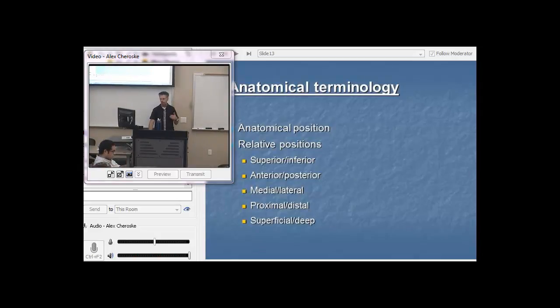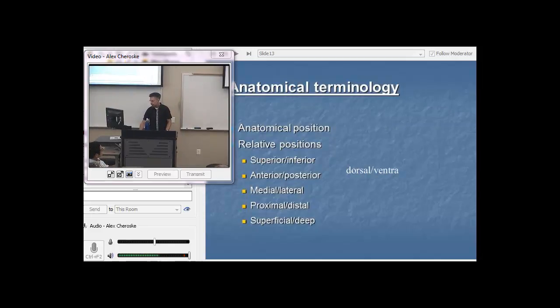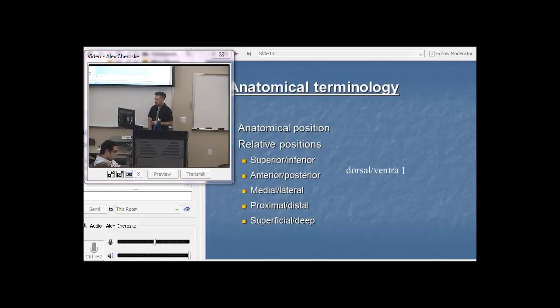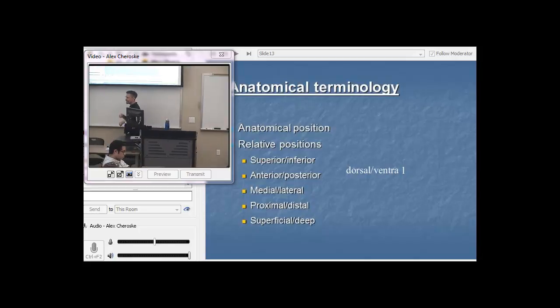Posterior, everybody's familiar with that one. Anterior is actually the opposite of that. So with anterior and posterior, there's actually two other words that go along with that, for humans anyway. Oops, there should be an L on the end of that. So dorsal and ventral, okay? So dorsal and ventral, dorsal is the same as posterior, and ventral is the same as anterior.